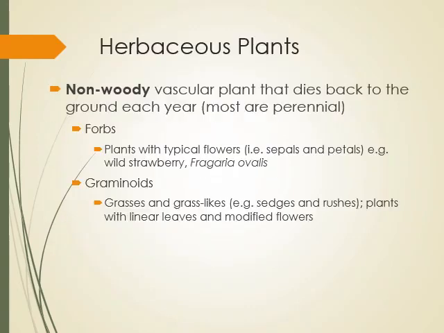Okay, herbaceous plants. So rangelands, remember, are grasses, forbs, and shrubs. What we're going to focus on here are the herbaceous plants, the grasses and the forbs. So an herbaceous plant is a non-woody, so there's no woody plant material like you'd find in a shrub, non-woody vascular plant that dies back to the ground each year. Most herbaceous plants are perennial. Now that doesn't mean the plant dies.